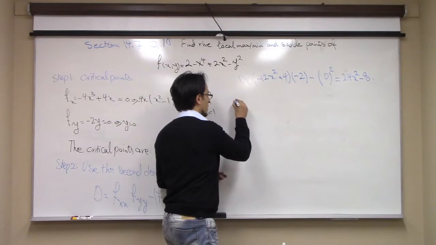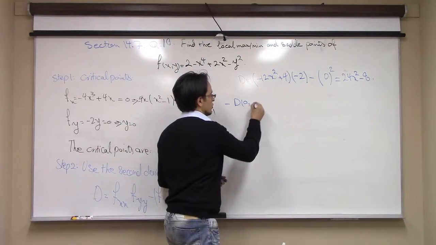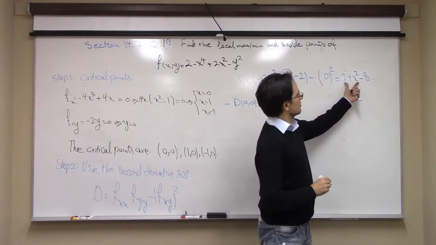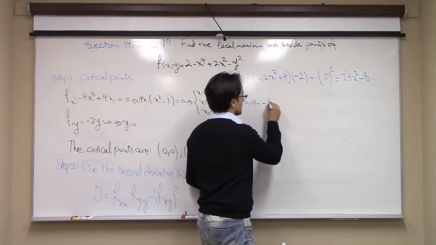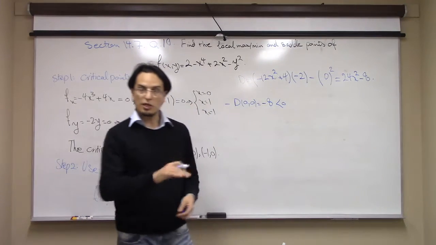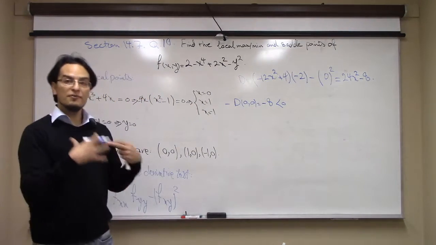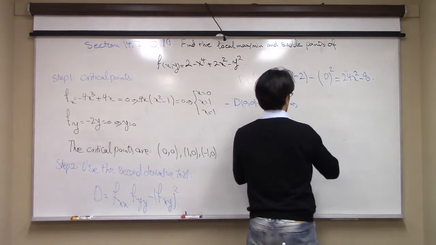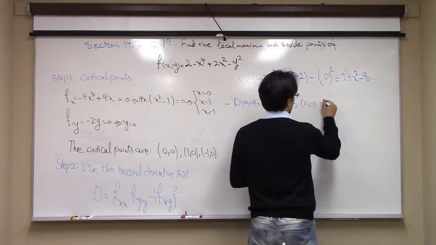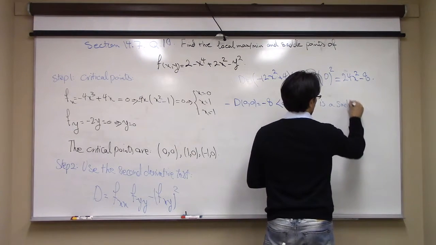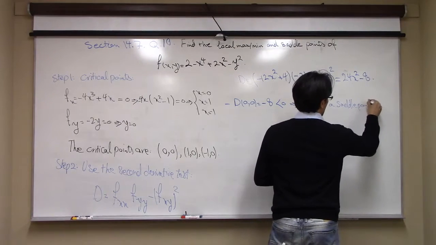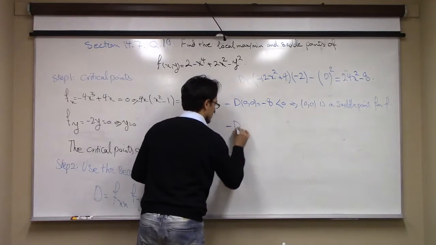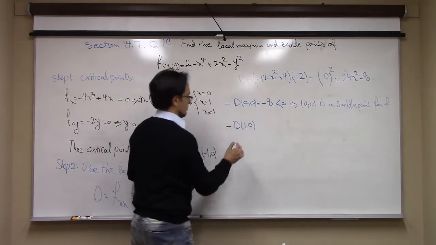Now, to apply the second derivative test, I have to plug my points into this D, one by one. Point 1, D at (0, 0). At (0, 0), I plug in x equal to 0, y equal to 0. I get negative 8, which is negative. Check the second derivative test in your book. If D is negative, then (0, 0) is a saddle point for f. So that's the first point.